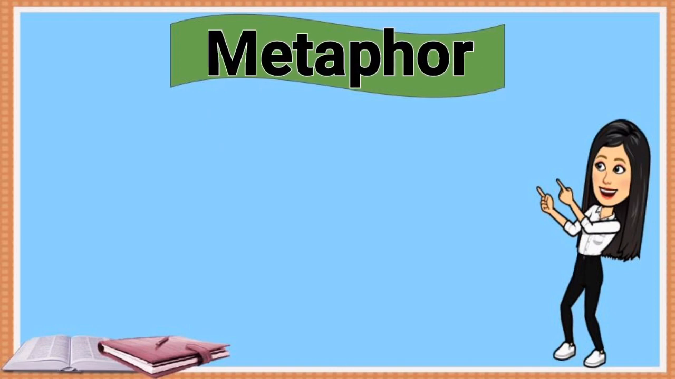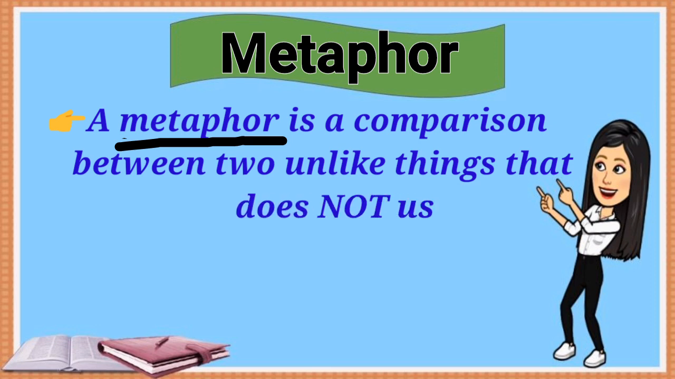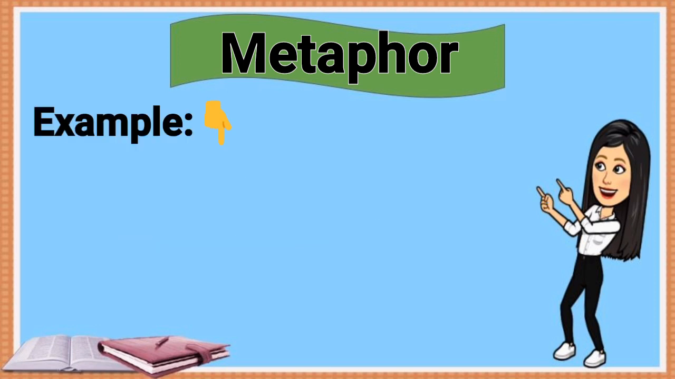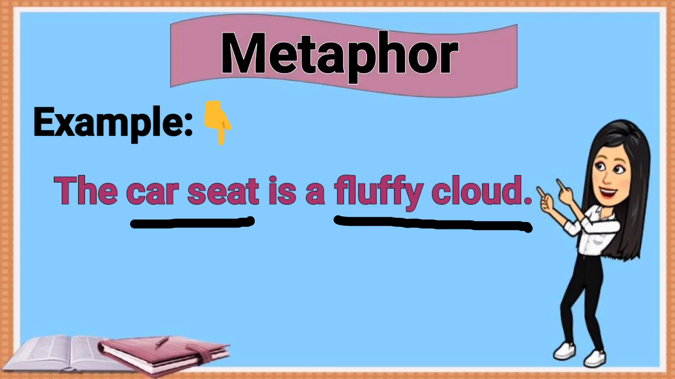After simile, we have metaphor. A metaphor is a comparison between two unlike things that does not use like or as. This metaphor describes an object or action in a way that isn't literally true. So let's have an example. The car seat is a fluffy cloud. So in this example, we are comparing the car seat to a fluffy cloud. And that makes the sentence a metaphor.